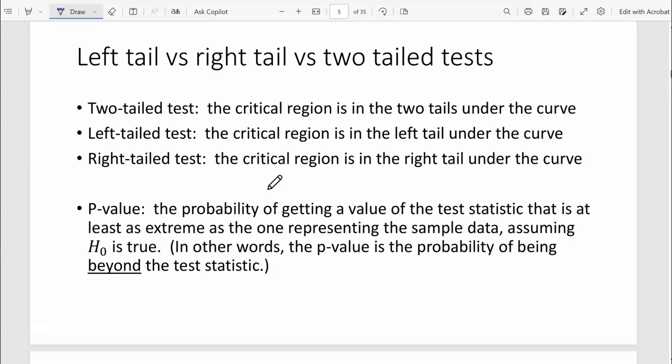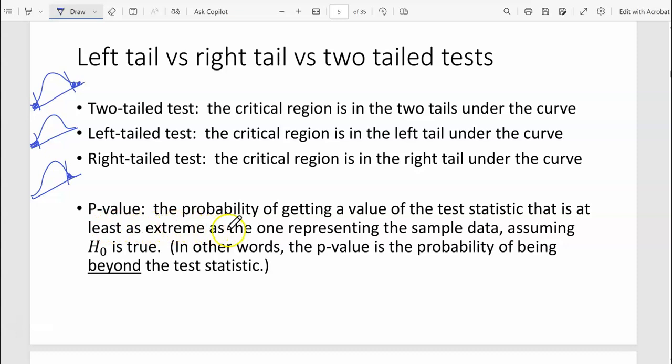So left tail versus right tail versus two tail. Two-tailed test is going to give us critical region in the two tails of the curve. So that's what I was drawing that picture of earlier. We're going to take that value and we're going to split it evenly between the two. If we have a left-tailed test, then all of it gets put in the left tail. If we have a right-tailed test, then all of it gets put in the right tail.